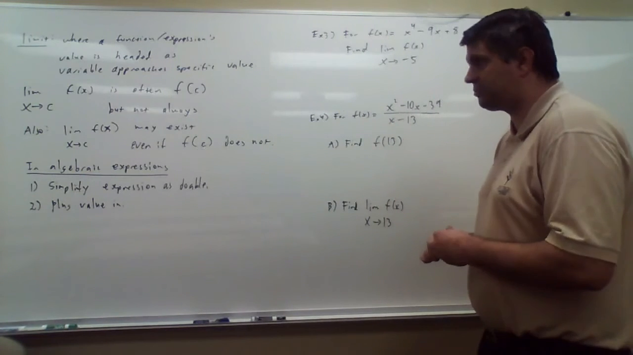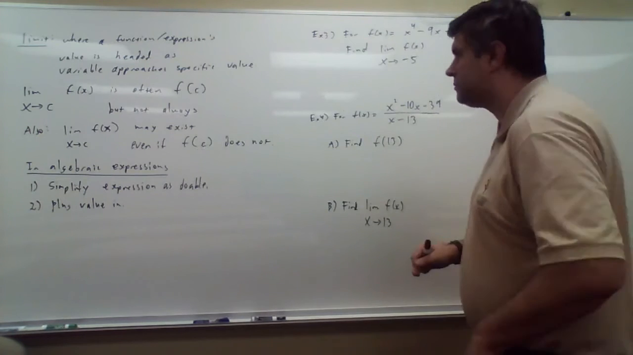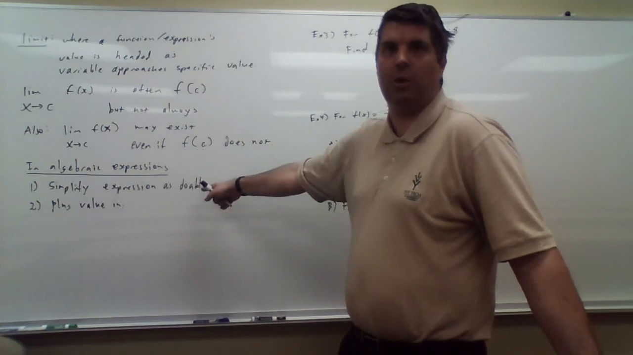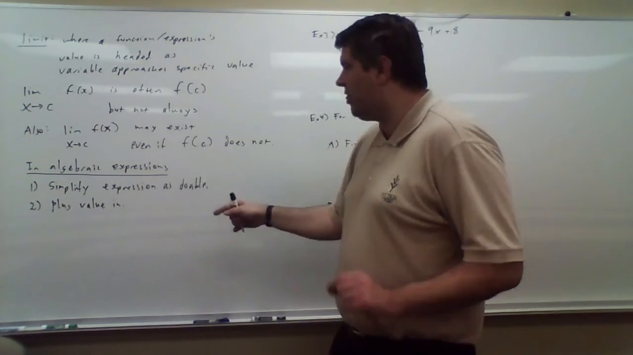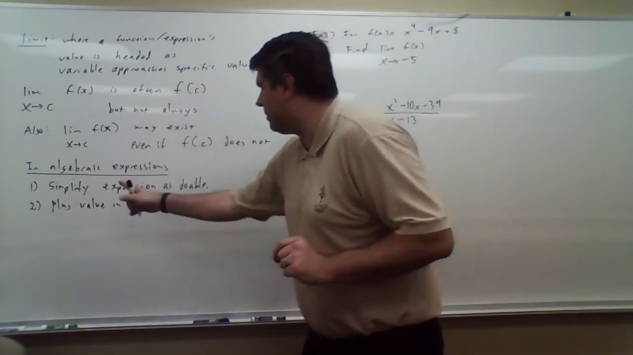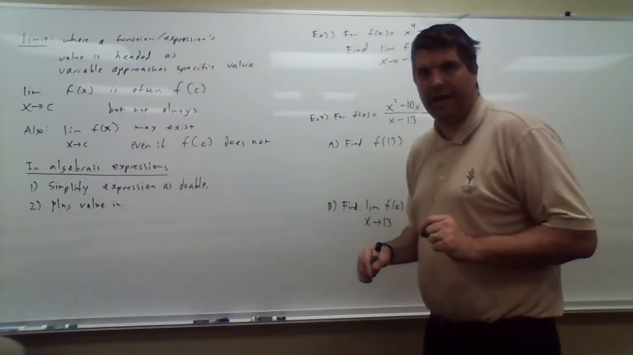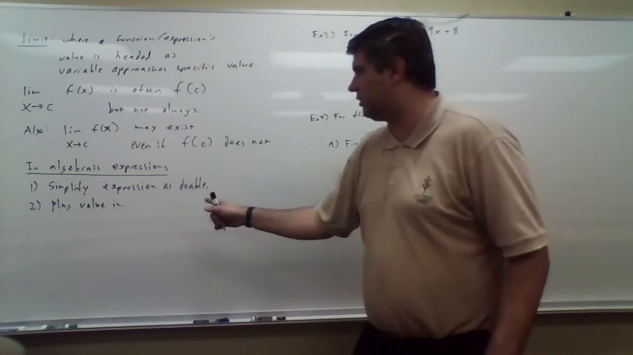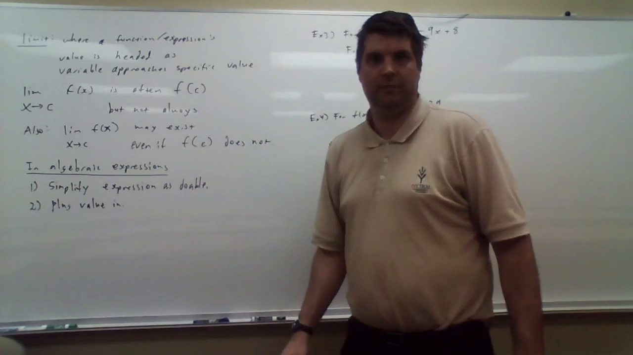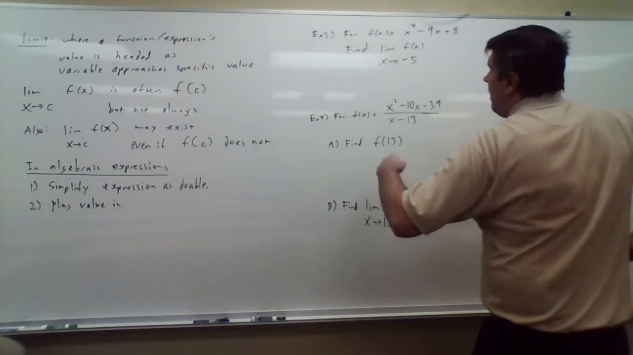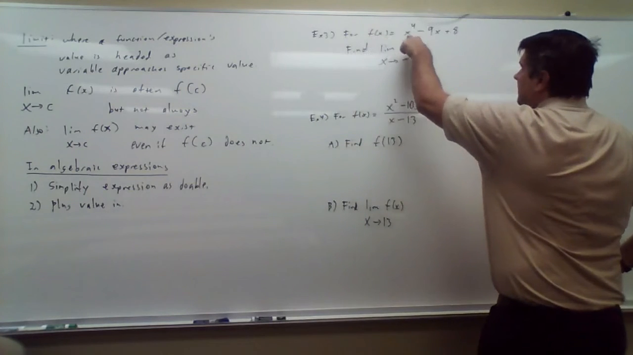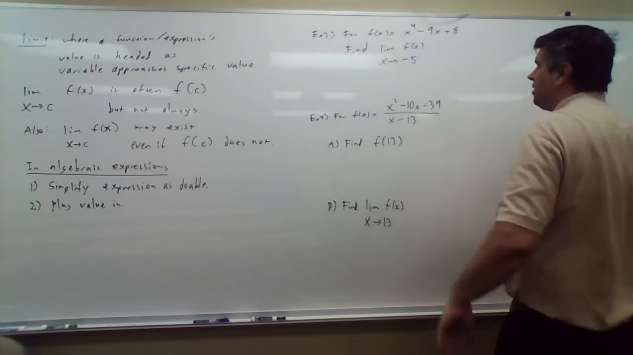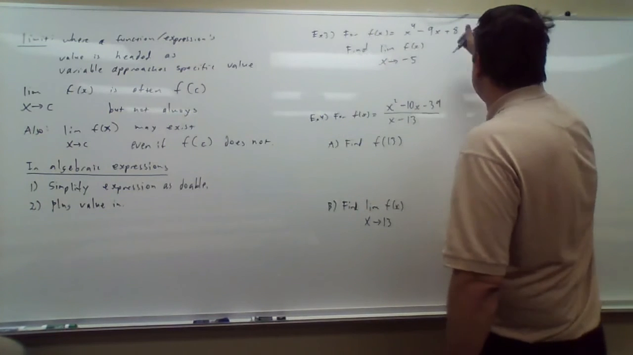In algebraic expressions, which is what we're switching to, you first simplify the expression as far as simplification can be done. Then and only then, you plug the value in. Okay? Simplify the expression, then plug it in. Don't plug it in until the simplifications are done. Okay, so example 3, I want the limit of f of x equals x to the 4th minus 9x plus 8.